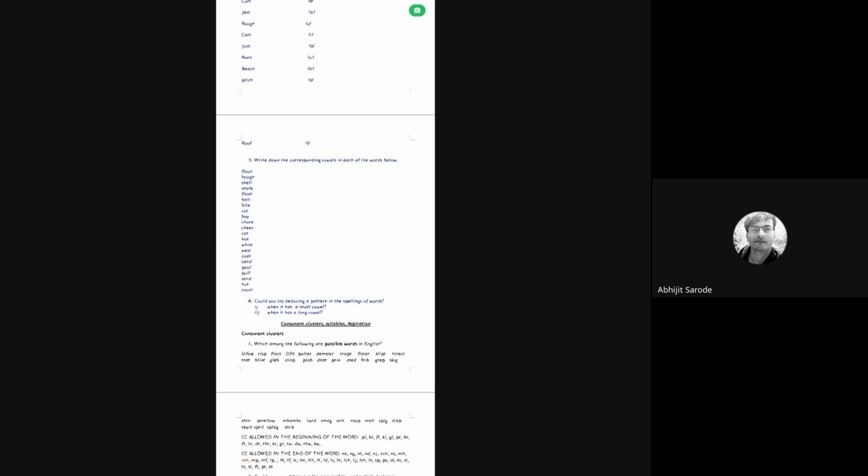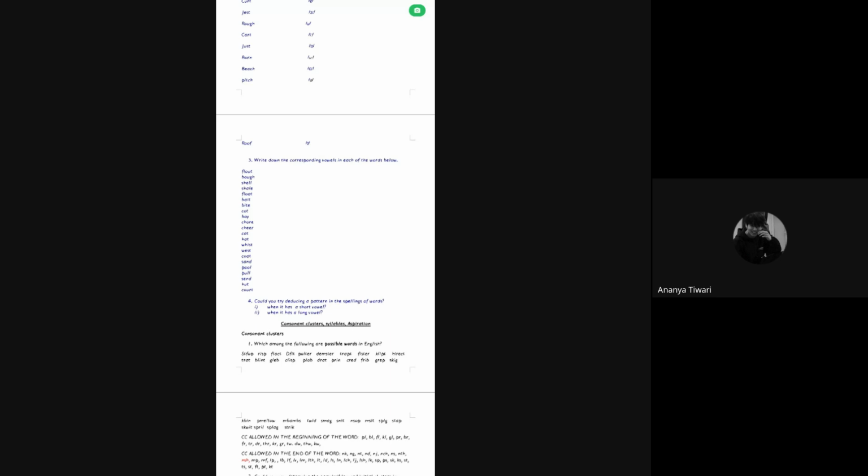Sand. Short vowel. Sand, right? As in cat and hat. So sand. Pool. Long vowel. And pull would be pull. Short vowel. Yes, short vowel.